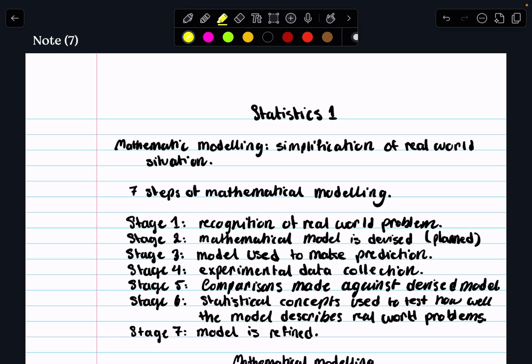Statistics 1, mathematical modeling. First of all, we're going to go through everything in the syllabus and the specification. I'm going to tell you what you need to memorize and what is already in the data booklet. So let's dive in. Mathematical modeling.